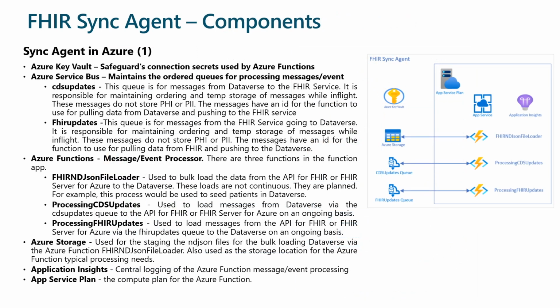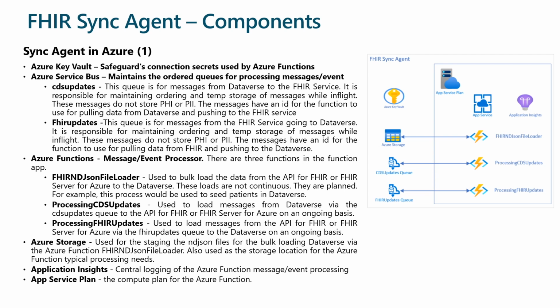Let's go through each of the FHIR Sync Agent components. The first component is the Sync Agent in Azure. It consists of the following resources. An Azure Key Vault, essentially to safeguard connection secrets used by Azure functions. We also have an Azure Service Bus with two queues. One queue holds the messages coming from Dataverse, and the other queue, called FHIR Updates, holds the messages coming from the FHIR service going to Dataverse. Both queues maintain the order of the messages coming in and also hold temporary storage of messages while in flight.